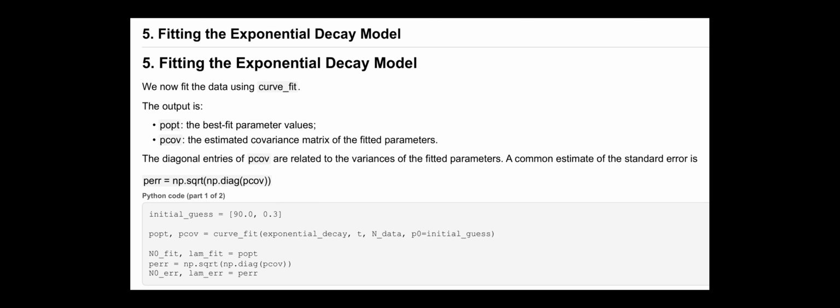uncertainty, for each parameter. In this code block, we provide an initial guess of 90 and 0.3. It is good practice to provide guesses that are in the right ballpark. We then extract the fitted values and their errors to see how close we got to our original true inputs. Looking at the output, the algorithm did an excellent job.